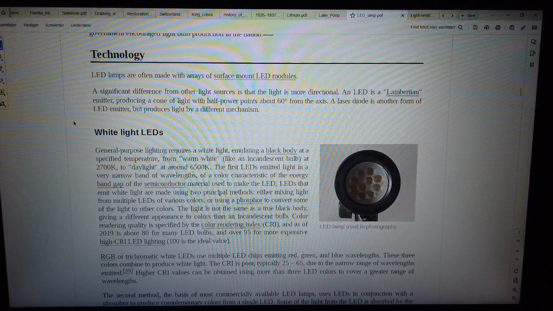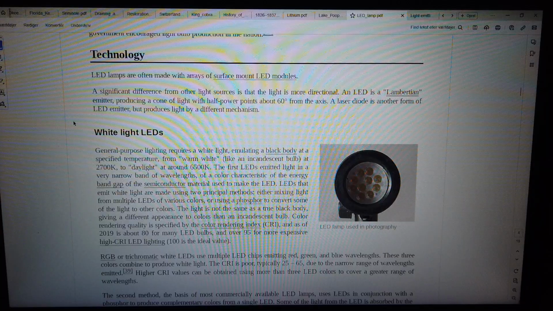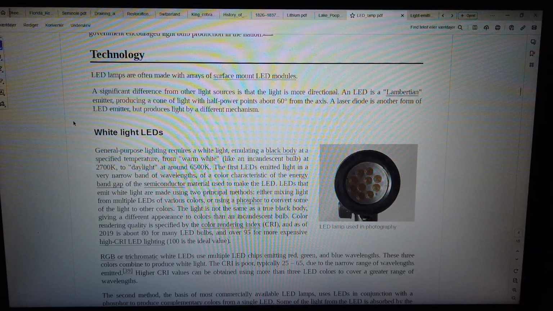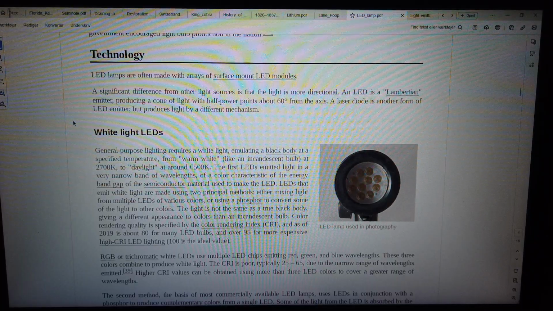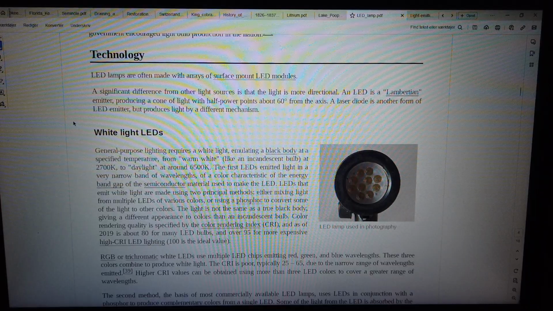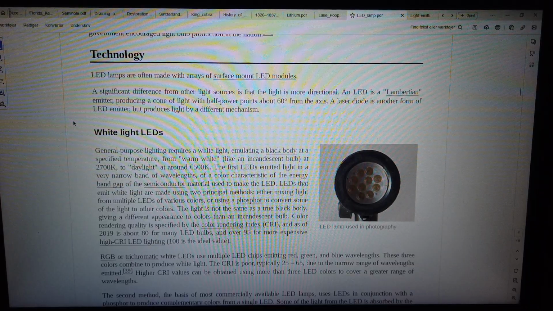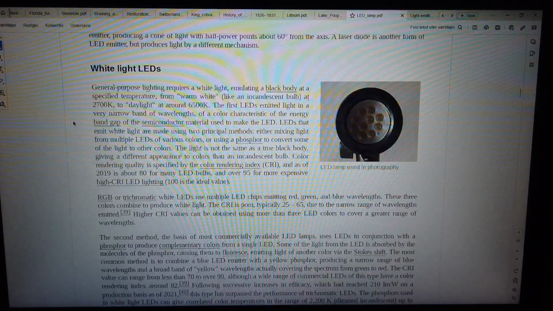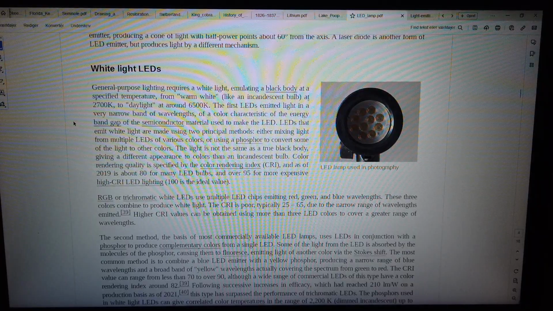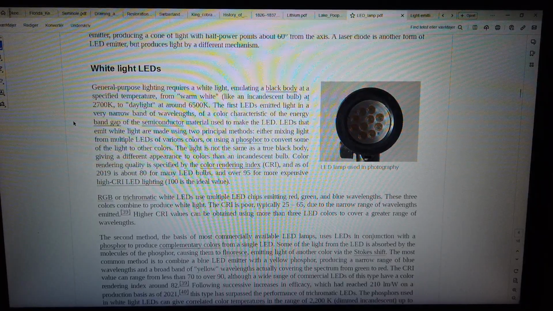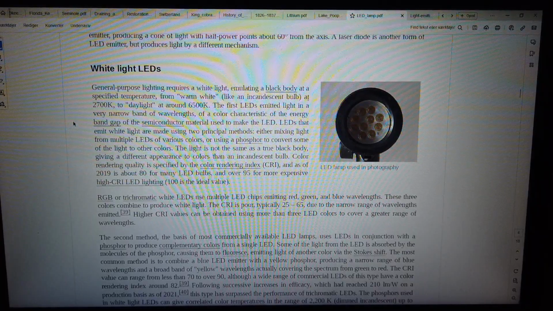White light LEDs. LED lamps used in photography and general purpose lighting require a white light, emulating a black body at a specified temperature, from warm white, like an incandescent bulb, at 2700 K, to daylight at around 6500 K. The first LEDs emitted light in a very narrow band of wavelengths, of a color characteristic of the energy gap of the semiconductor material used to make the LED.